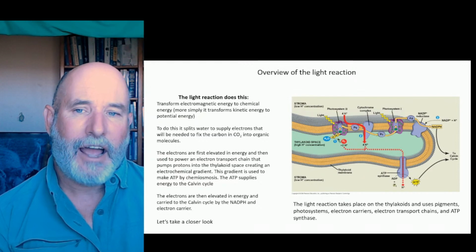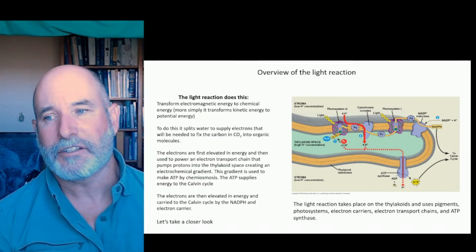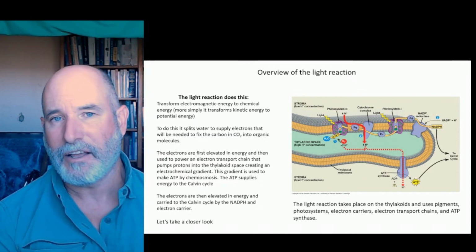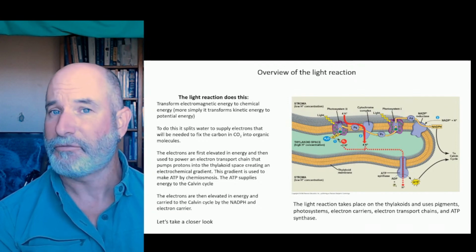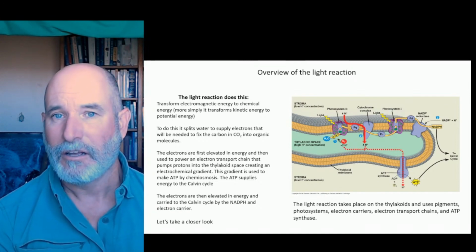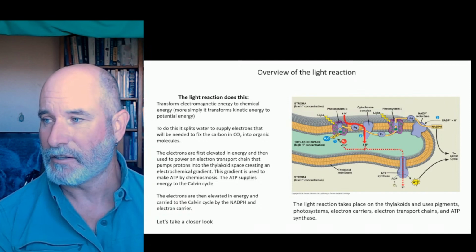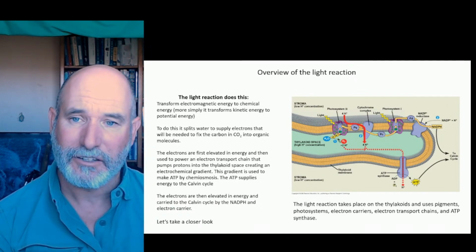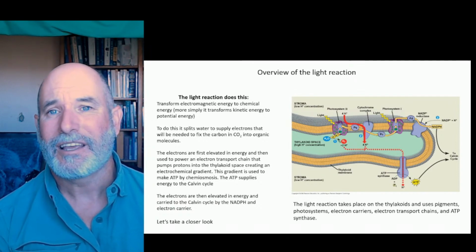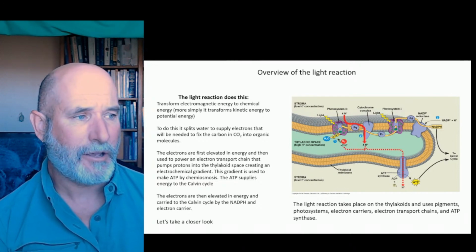So the light reaction, what it's doing, and you can read this, it's taking electromagnetic energy, which is a form of kinetic energy in the photons and the wavelengths they're moving in, and it's going to transform that kinetic energy into chemical energy, ATP.